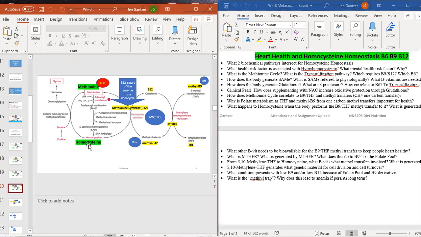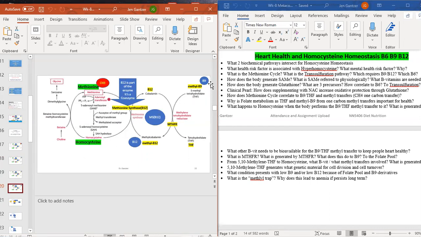What do we not want? We don't want too much homocysteine because it causes clots, thrombus, and atherosclerosis. So what did B12 just do? It just added a methyl group onto homocysteine and it turned it into methionine. What just happened? Methyl transfer happened and was put onto homocysteine. Homocysteine plus the methyl group is now called the molecule, the amino acid, methionine.